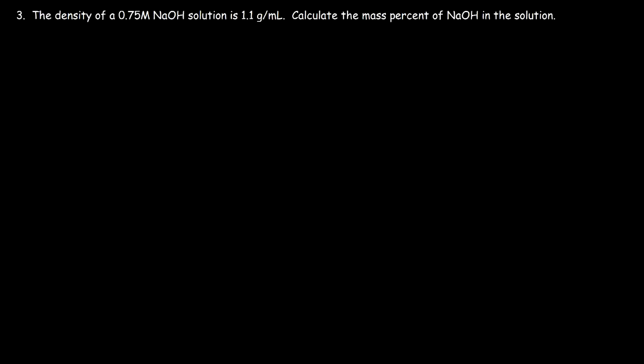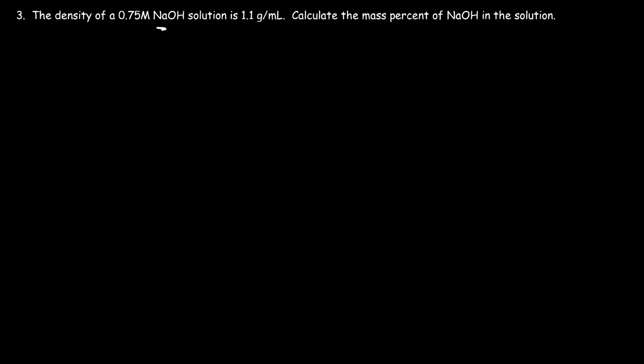Now let's work on number 3. The density of a 0.75 molar sodium hydroxide solution is 1.1 grams per milliliter. Calculate the mass percent of sodium hydroxide in the solution. So how can we do this? How can we take the molarity and the density of the solution to find the mass percent?